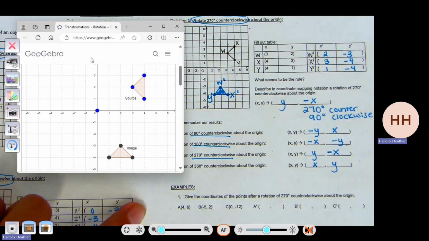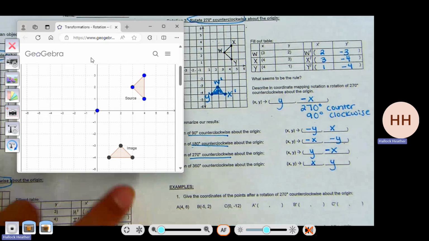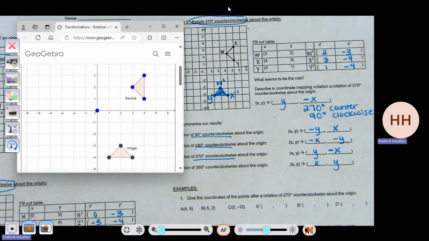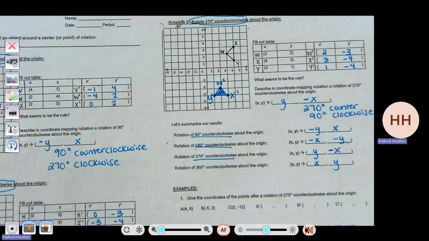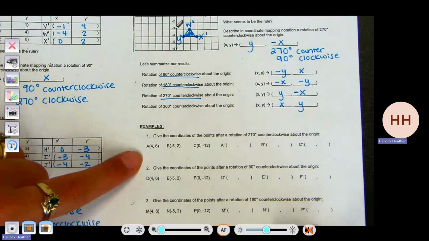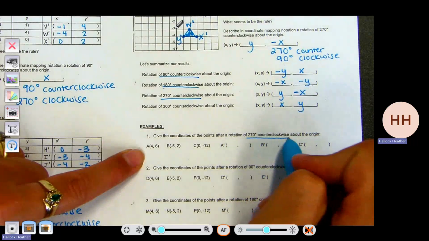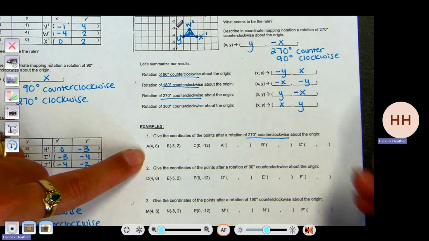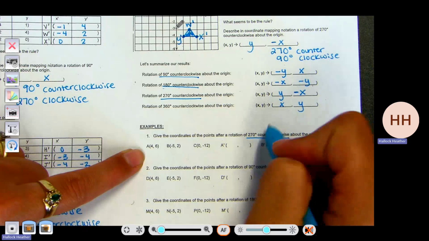So now we're going to do it without the graph. We're just going to change the coordinate points without using this. I would keep this up on your computer because you can use it for your homework. And you can literally just do the problems on your own. Because this one's 270. Yeah, that's correct.